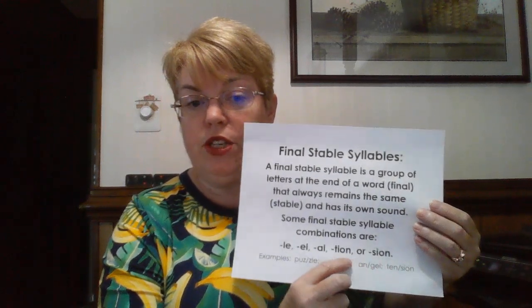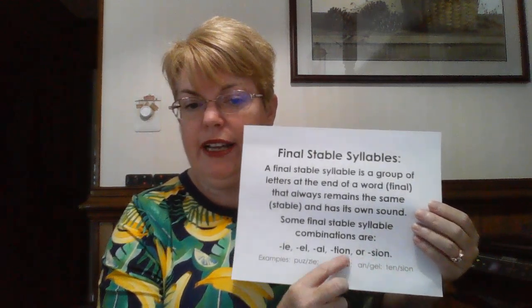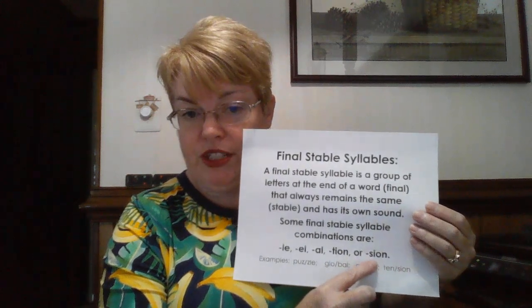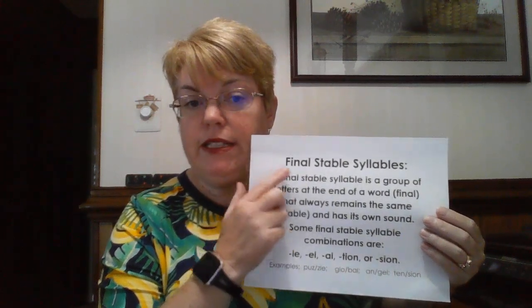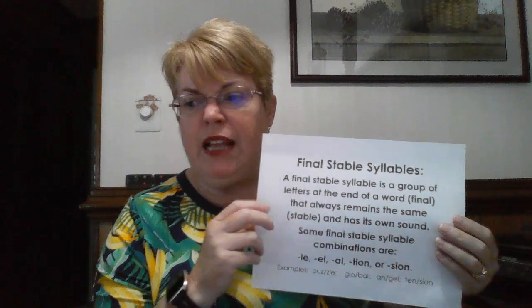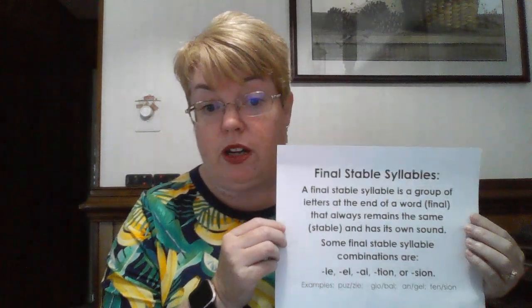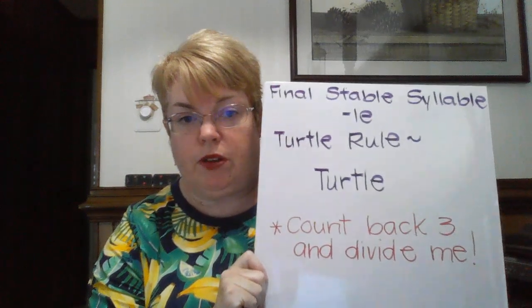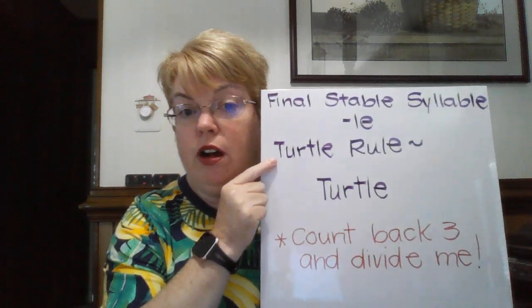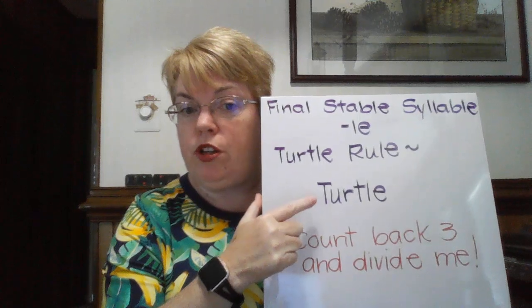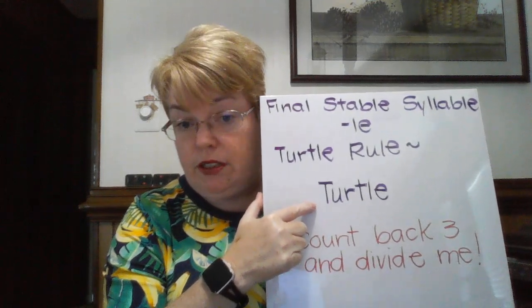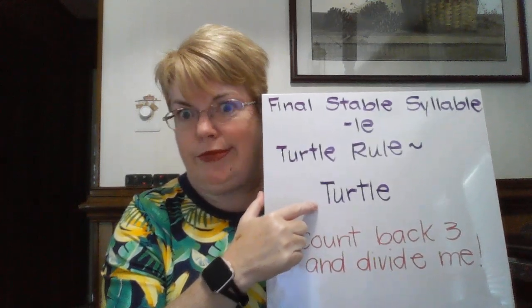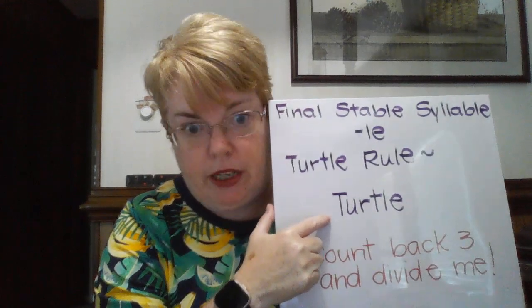So a lot of times you'll see that at the end of the word. The letter combination never changes. That's what makes it a final stable syllable. Let's practice some of these. And again, today we're going to really be focusing on the LE. So in the final stable syllable, LE, you might have heard it called the turtle rule because the word turtle follows this simple rule. And it's so easy, let me just tell you.